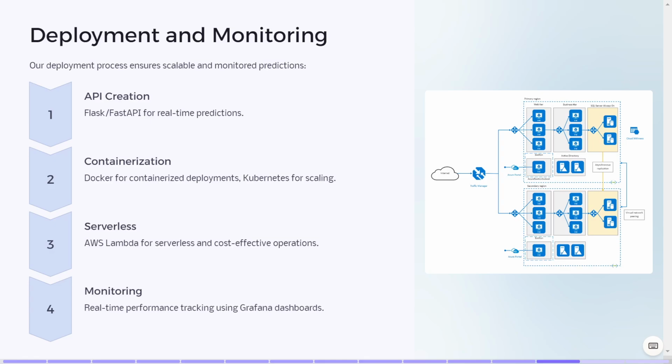For serverless execution, we implemented parts of our pipeline using AWS Lambda, which reduced costs by running functions only when triggered by new data. We set up real-time monitoring using Grafana dashboards, tracking key metrics such as model accuracy, latency, and API response times. This setup allows us to detect any issues quickly and ensure that our predictions remain reliable.